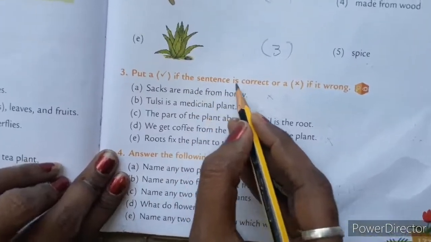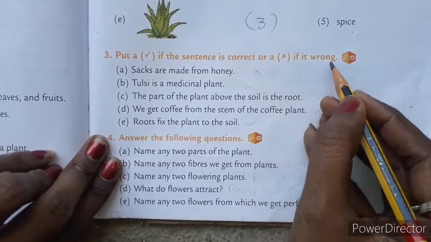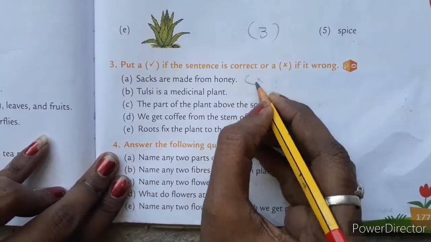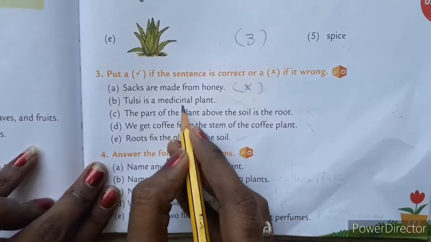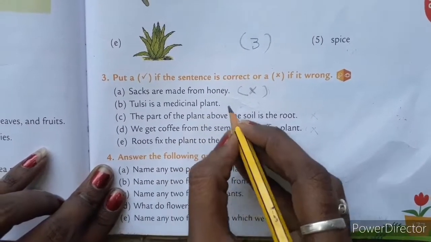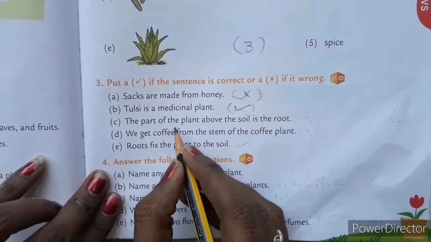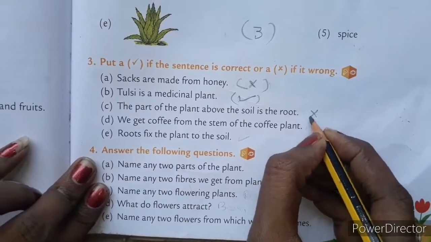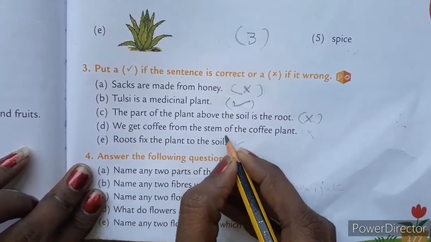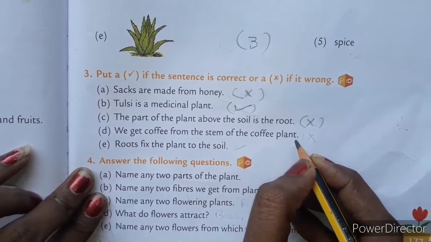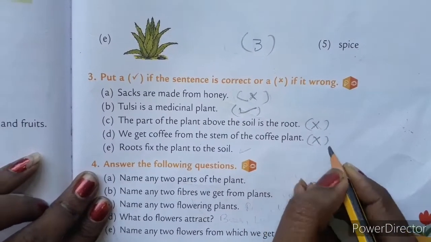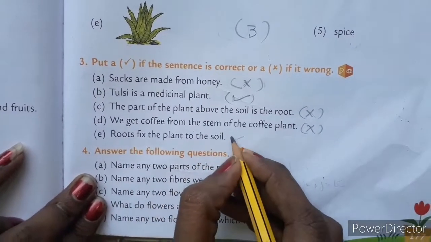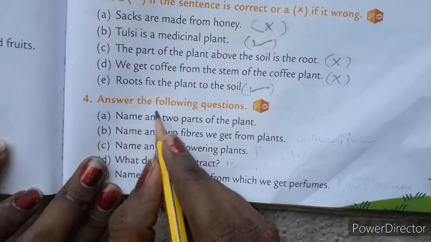Next, see the third bit. Put tick mark if the sentence is correct or a cross mark if it is wrong. Sacks are made from honey. Is this correct? Wrong. Tulsi is a medicinal plant. Is this correct? Yes. The part of a plant above the soil is the root. Is it correct? No. We get coffee from the stem of coffee plant. No, this statement is also wrong. We get coffee from coffee seeds. Roots fix the plant to the soil. Yes, correct.